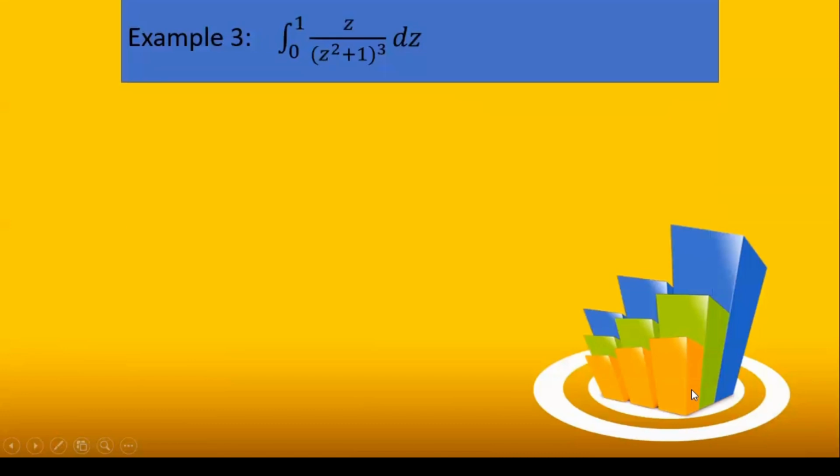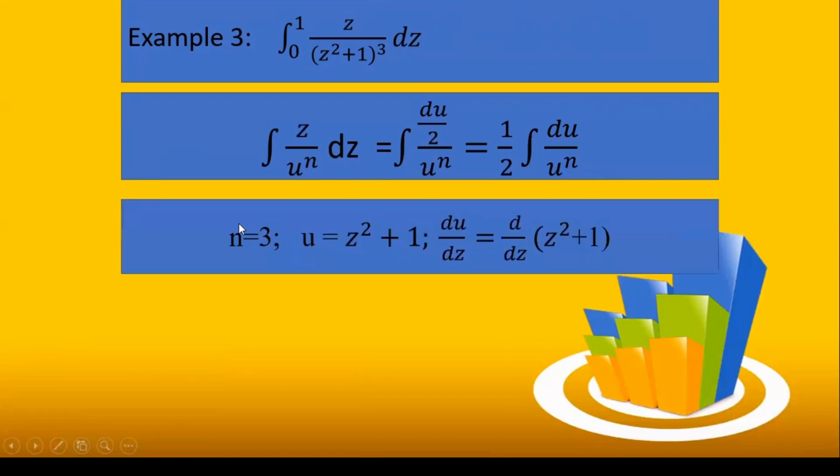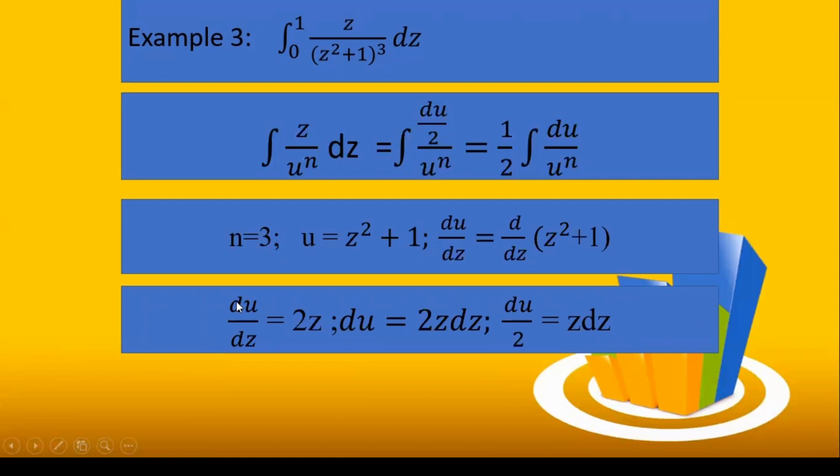Example 3. If you have the integral of z over quantity z squared plus 1 to the power 3 with respect to z. Here, you consider the denominator as your u to the n. Apply getting the integral of u to the n. So we have the integral of z over u to the n with respect to z. Your n is 3, your u is z squared plus 1. When you get the derivative of u with respect to z, we have 2z. Derivative of u with respect to z is 2z.